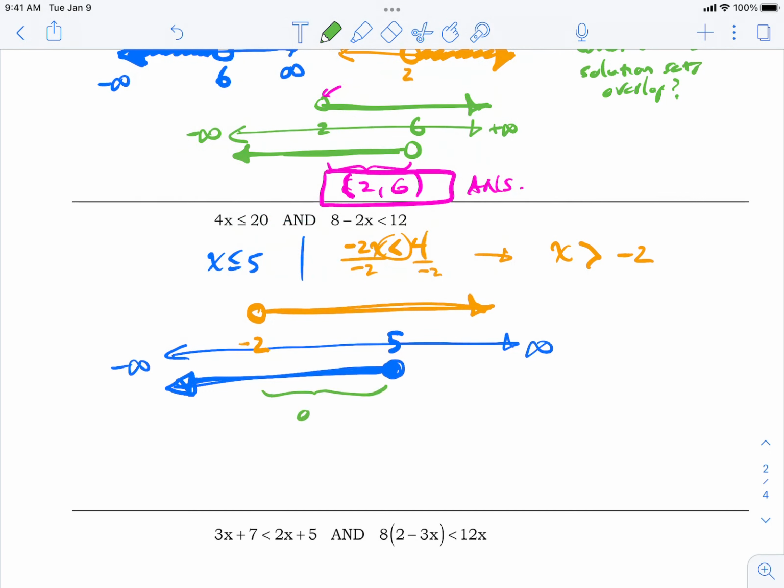Where do these sets overlap? Well, they overlap from negative 2 to 5. Do I include negative 2? No, because negative 2 is not in the orange set. Do I include 5? Yes, because 5 is in both sets. Square brackets. There she blows.